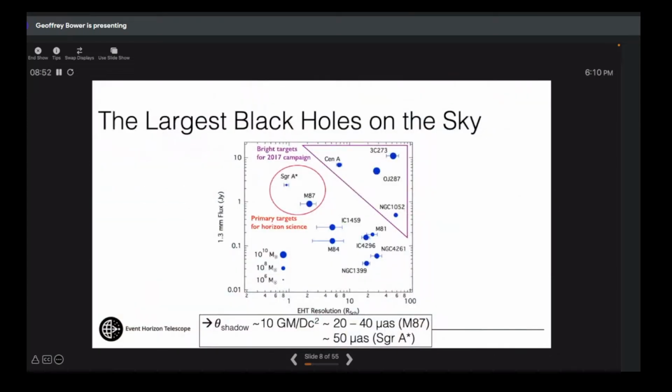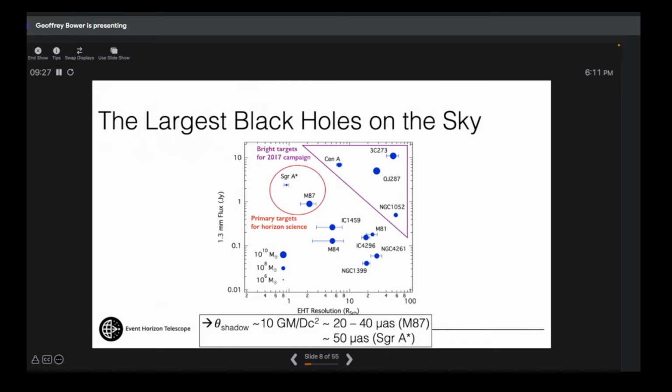Okay, so Sagittarius A star and M87 are our 2 targets. Why is it that those are the 2 main targets? Well, the shadow diameter is roughly 10 times the gravitational radius. And a priori, we can predict that to be on the scale of tens of microarcseconds based on other measurements of the mass and distance to these 2 objects.